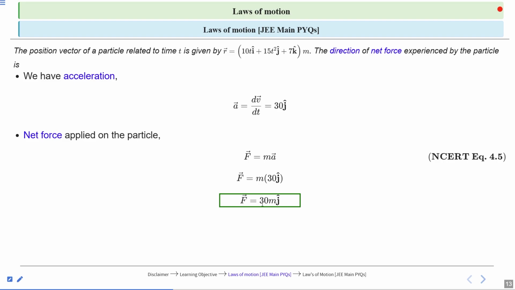So this is the net force applied on the particle. Now using this term, the component j cap shows the direction is along the y axis. So from this relation it is clear we can say the net force is applied along the y axis. Clear?